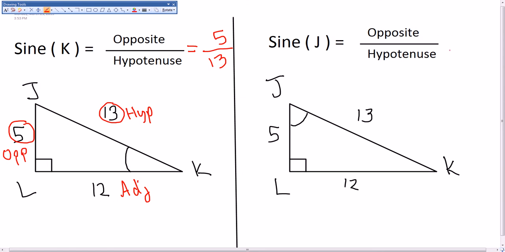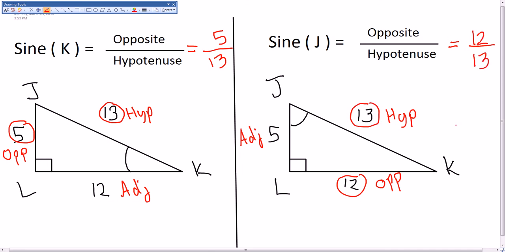Okay, so let's take a look. What we want to do first is simply identify all three sides. So again, notice that your hypotenuse stays fixed. It never changes. So in this case, here is your adjacent, and here's your opposite. So we're going to be looking for opposite over hypotenuse. So here our opposite length is 12, and our hypotenuse length is 13. So we get the fraction 12 over 13.